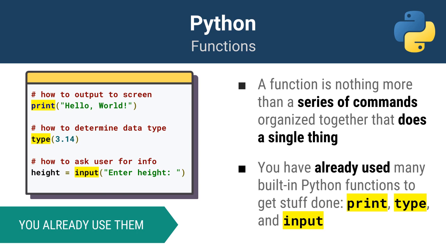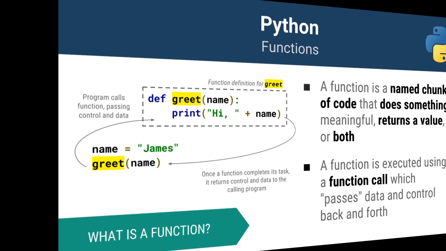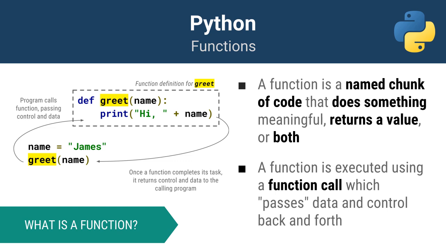The truth is, you already use functions in your programming. Heretofore, we have used print to output data to the screen, type to determine the data type for a particular value, and input to prompt the user for input. Whether you are using built-in Python functions like these ones, or writing functions of your own, a function is nothing more than a series of commands organized together that does a single thing. A function is a named chunk of code that does something meaningful, returns a value, or both.